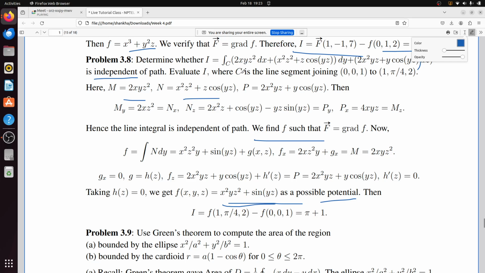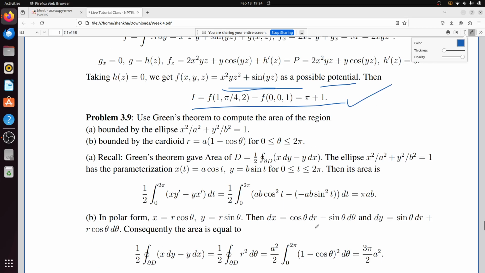You just integrate this with respect to x, you will get x square y z square. Integrate this with respect to y, x square y z square plus sin yz. You integrate this, it is the same. So just take the sum. So this is the possible potential. Then you just subtract the value at the first point from the last point. If you get the potential, use this, you will get the answer, right?